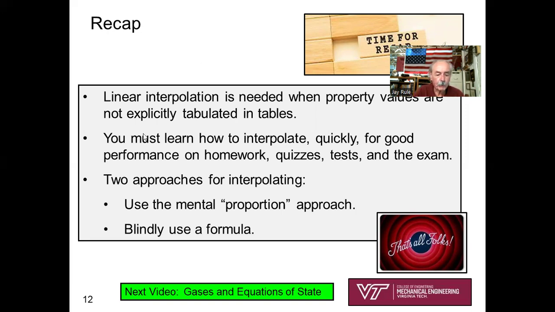So there are two approaches for interpolating. One is my mental proportion approach. If you write stuff down, scratch it down, it doesn't have to be a work of art. On your solution, you can get to this mental proportioning approach very quickly on your calculator. Or you can blindly use a formula, and that can work, but I don't recommend it. I like this mental proportion approach.